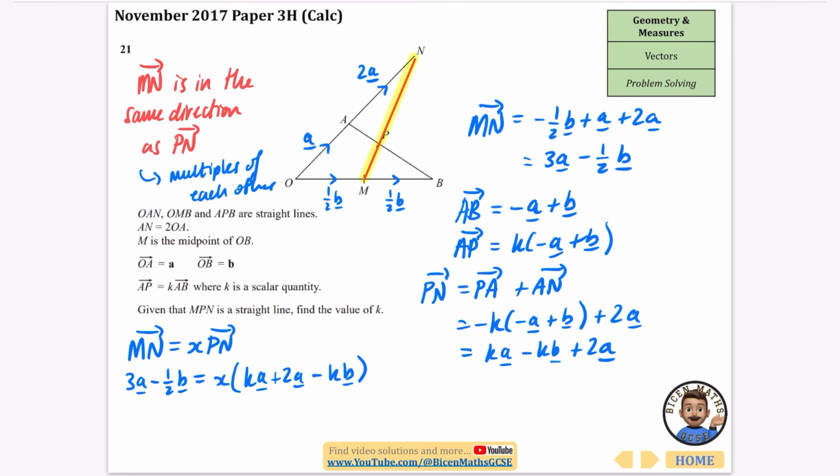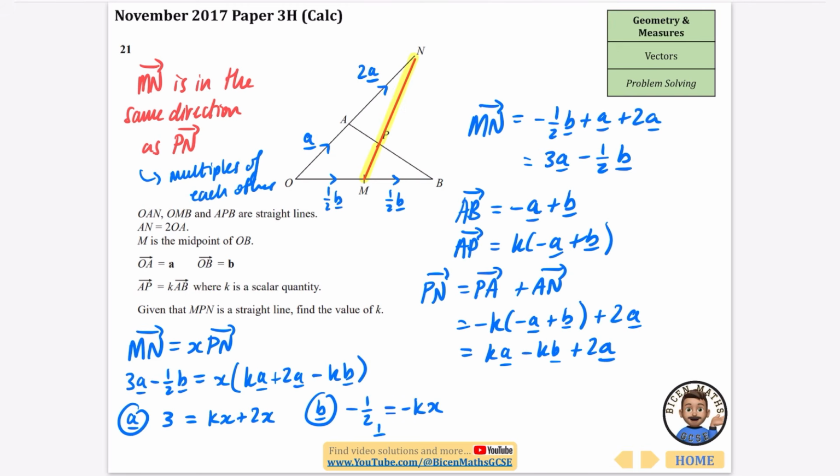So looking at the a parts that we have, on the left hand side we have 3, on the right hand side we have kx plus 2x. Okay, we're now going to look at the b parts. So the b parts that we have here is that minus a half is equal to minus kx.